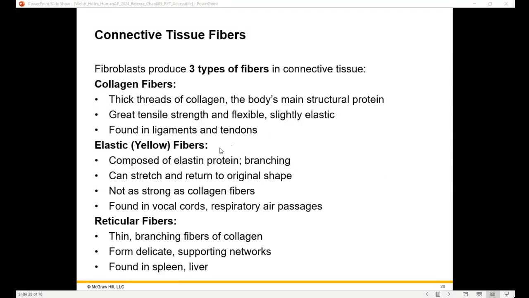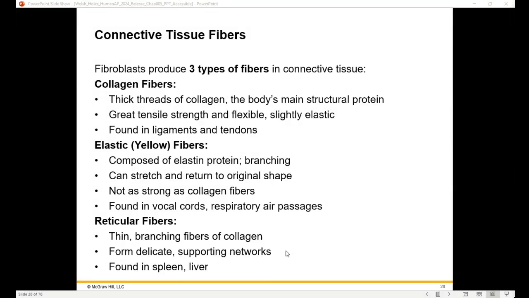Then we have elastic or yellow fibers. They're composed of elastin protein, which branches. It can stretch and return to original shape. It's not as strong as collagen fibers, and we see these in the vocal cords and respiratory air passages.